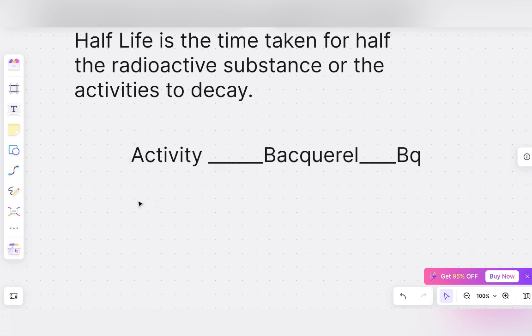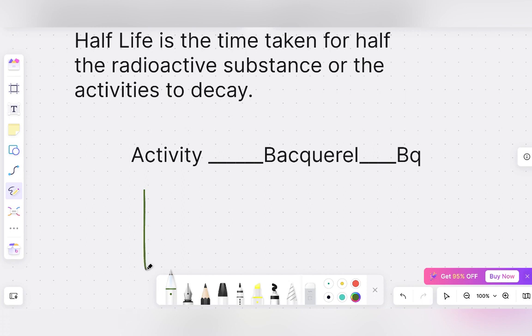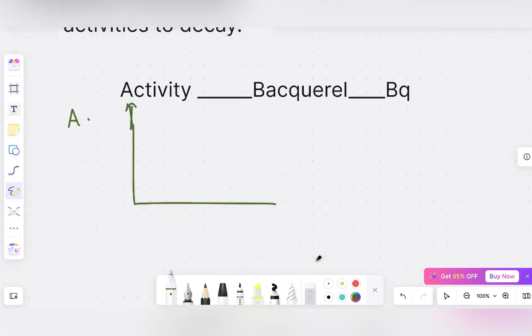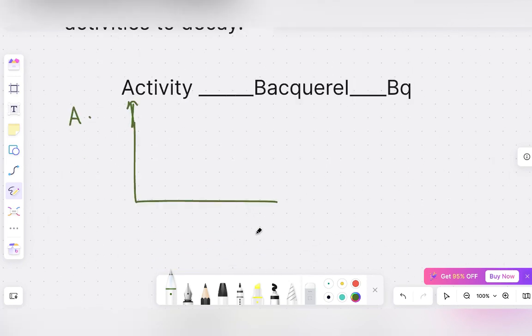Okay, in physics. So now let's say you have a graph here. This is our graph. This axis, the y-axis, is the activity. Here we have the activity, I just write A. And then we plot against time. Here's the time axis.